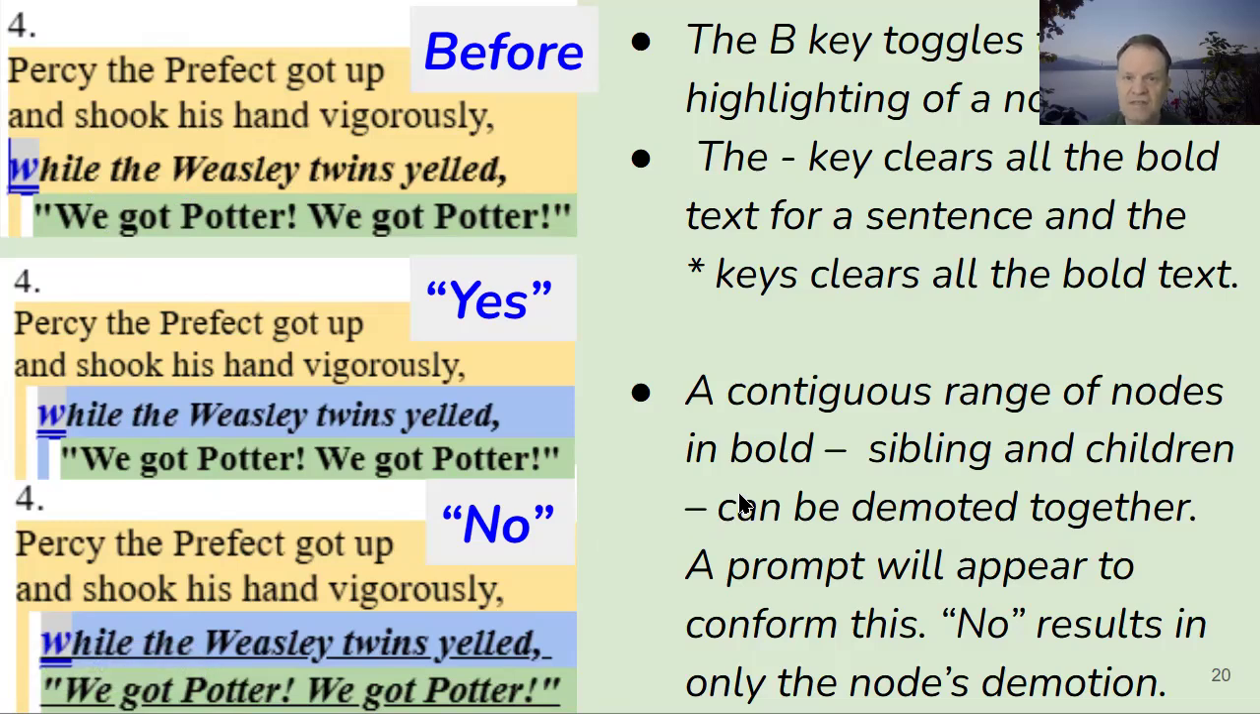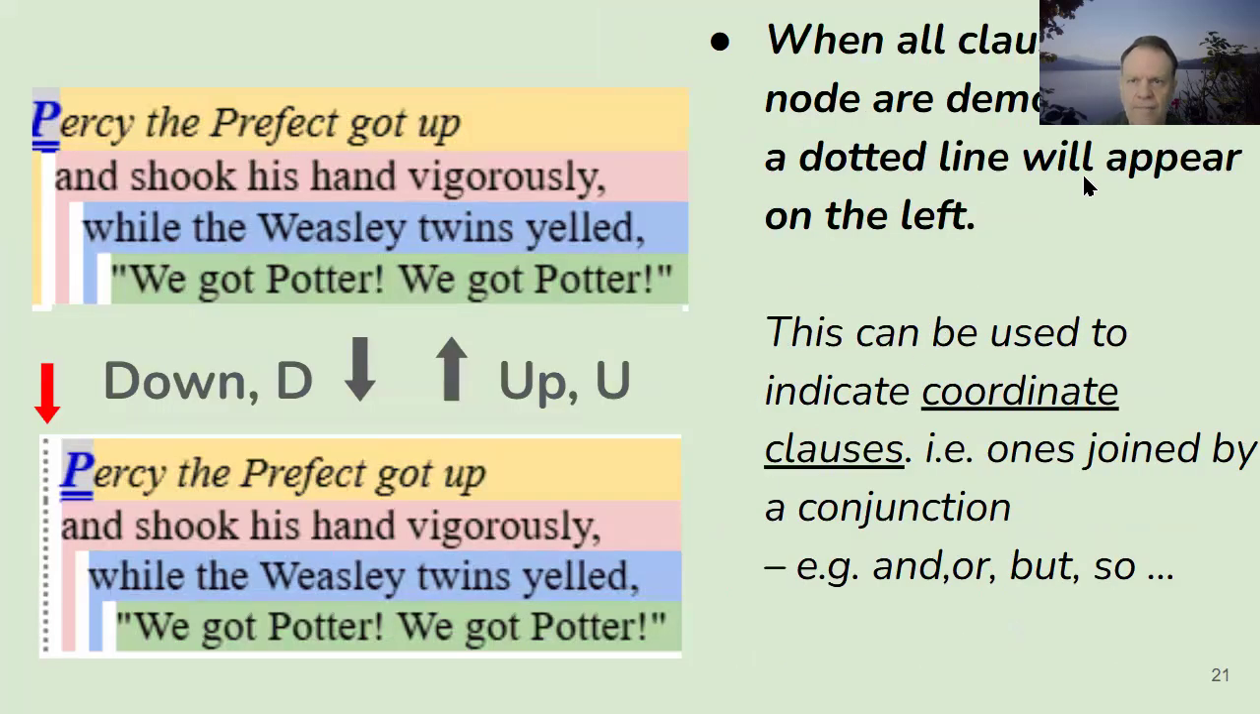Okay, so you can think of these up and down like some sort of game. These are the rules of the game. When all clauses on a node are demoted, a dotted line will appear on the left. So for example, we've got Percy the prefect got up.